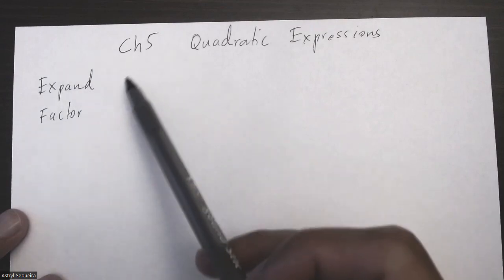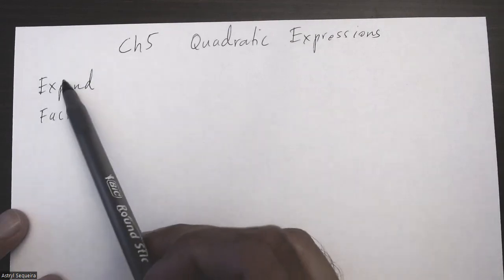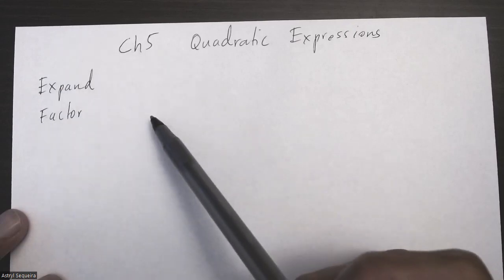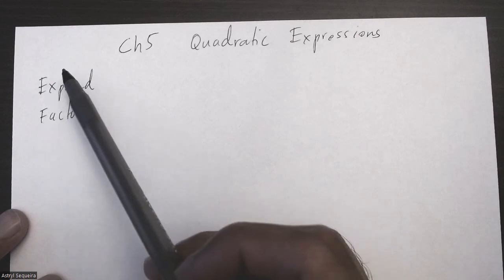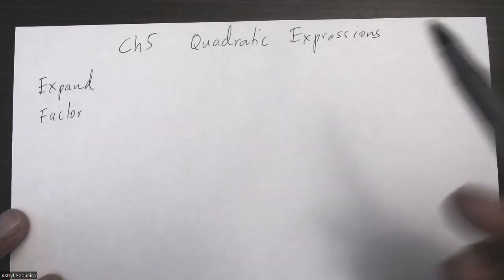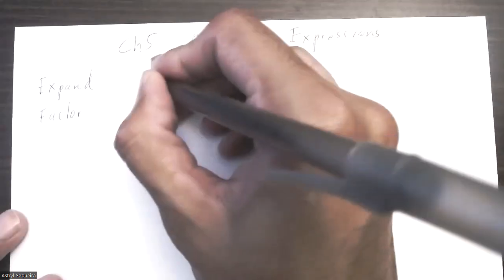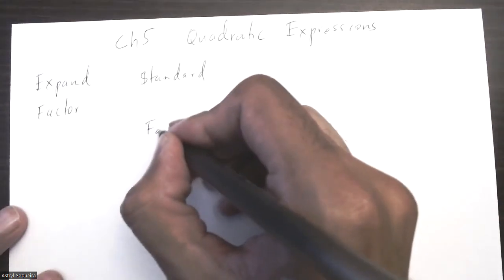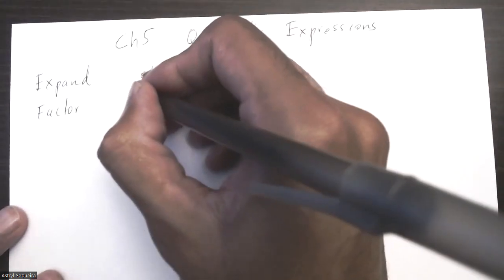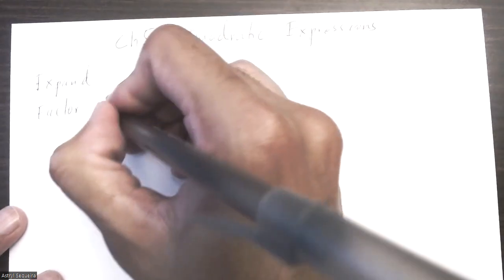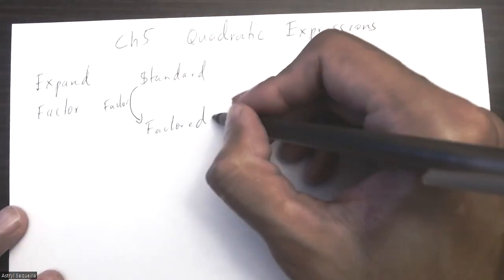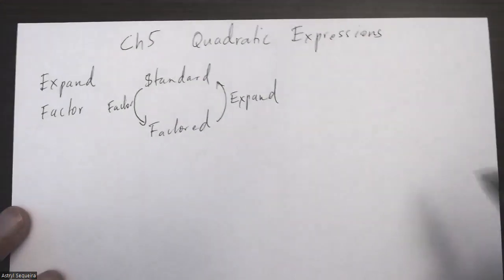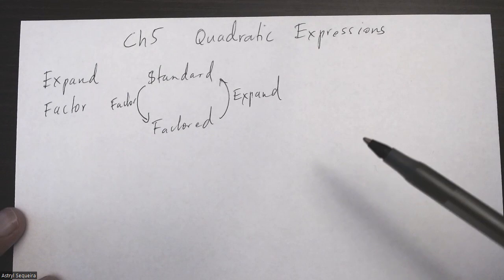So if you have a question that's in factored form, you can expand it and turn it into standard form. If you have a question that's in standard form, you can factor it and turn it into factored form. So basically, you have two forms: standard and factored. And to go from standard to factored, you factor. And to go from factored back to standard, you expand. So these two processes are just the opposite of each other.